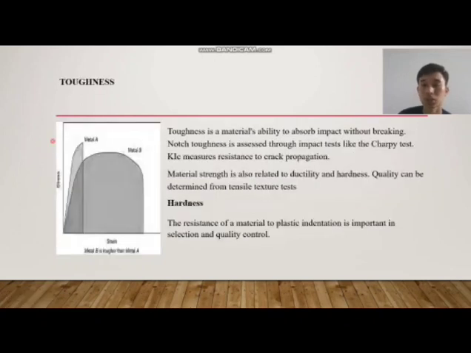Next, toughness. Toughness is a material's ability to absorb impact without breaking. Notch toughness is assessed through impact tests like the Charpy test. K_IC measures resistance to crack propagation. Material strength is also related to ductility and hardness. Quality can be determined from the tensile test. Hardness. The resistance of a material to plastic indentation is important in selection and quality control.